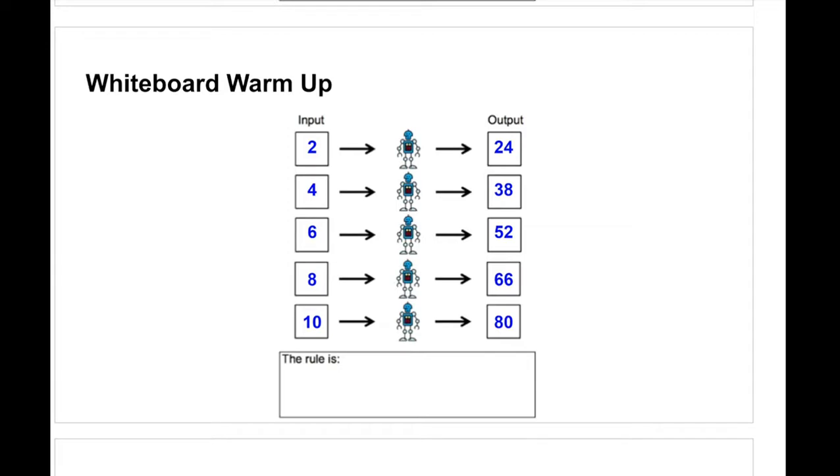And when you take some time to think about it, you should find that the rule is multiply by 7 and add 10. So going from the input to the output, the rule that the robot is following is we multiply by 7 and then add 10. So that is our rule. Again, that one was a little bit trickier and may have taken a little bit longer, but hopefully you're able to work it out.